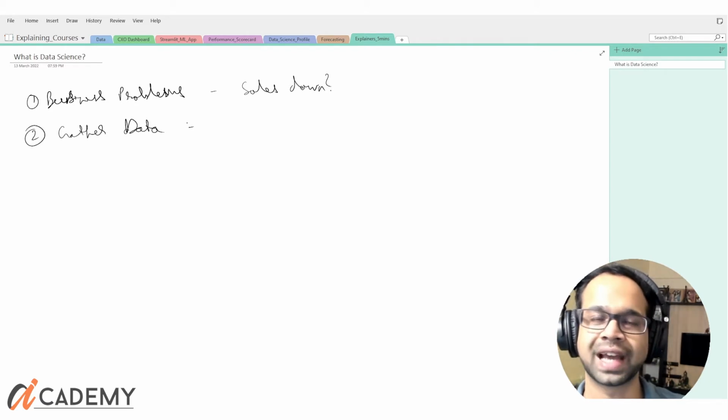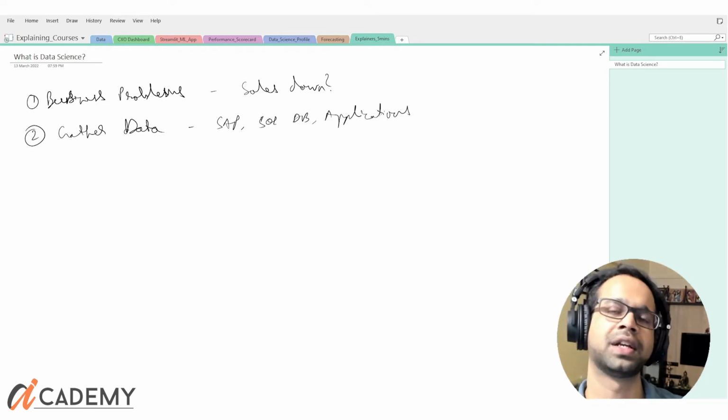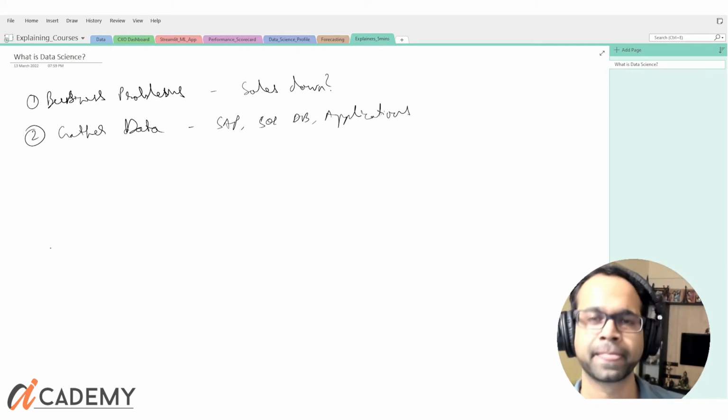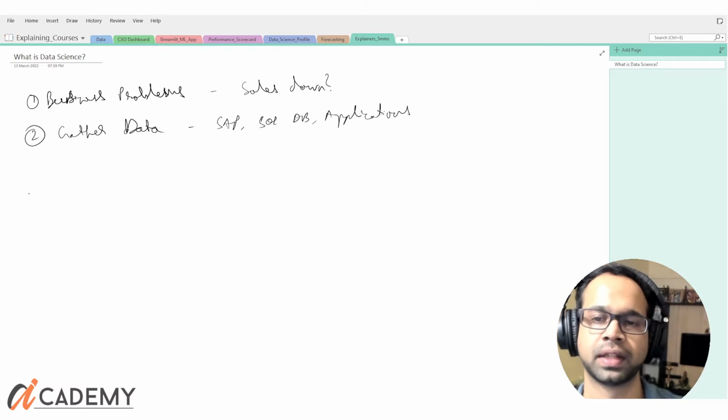And so when we gather that, typically we gather the data from different sources, and it can be on, like, a SAP system, which is an ERP. It can be on SQL databases, right? Applications, and many other places. So we gather data from different data sources and then store it in a place where we can then do something about it. And that is the next step.